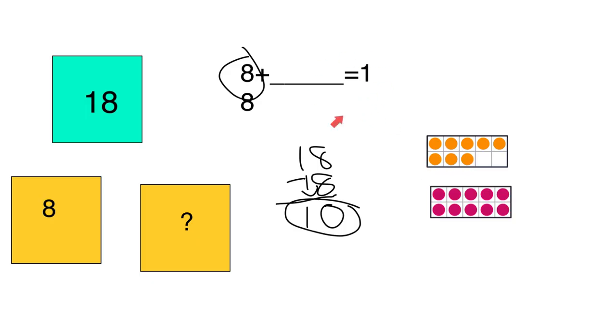And we can try and count up to 18 to figure out this other number that we need. 9, 10, 11, 12, 13, 14, 15, 16, 17, 18 to get this number of 18.